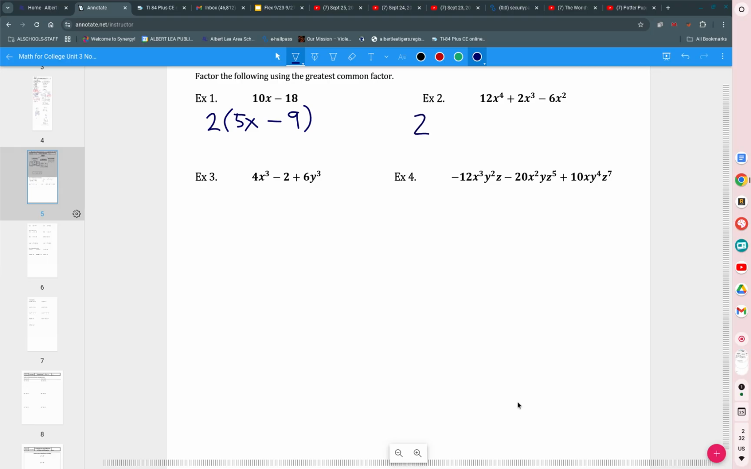Attention staff and students, we are now in a hold. Again, staff and students, we are now in a hold. If you are in the hallway, please locate to the nearest classroom. Thank you.